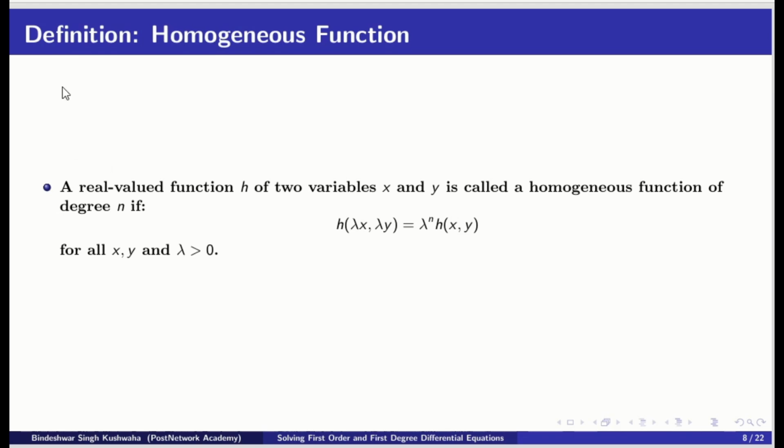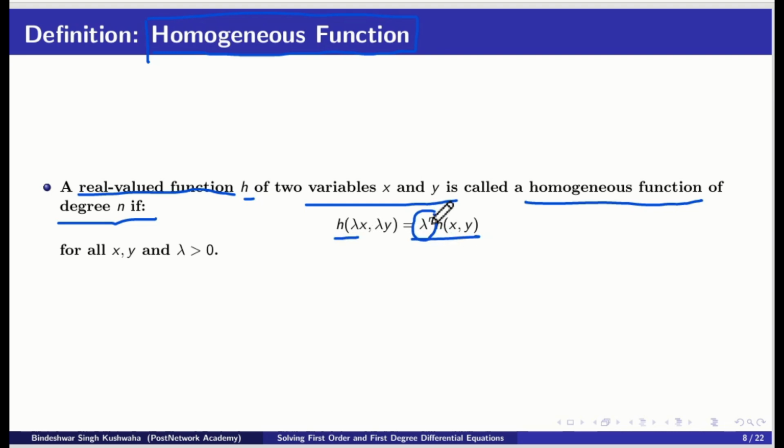Now let us see another kind of differential equation, that is the homogeneous differential equation. So we will see what a homogeneous function is. A real valued function h of two variables x and y is called homogeneous of degree n if h(lambda x, lambda y) equals lambda to the power n times h(x, y). You can take lambda out, so the power would be n, which may be 1, 2, 3. If it is 2, then it is a homogeneous function of degree 2.